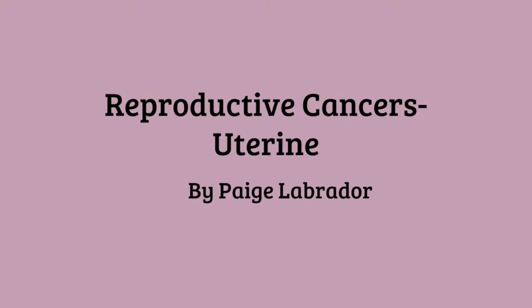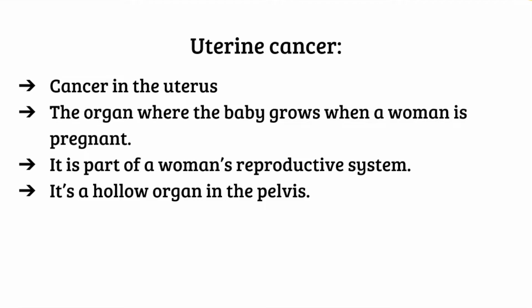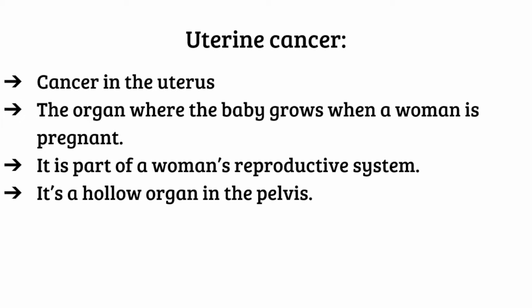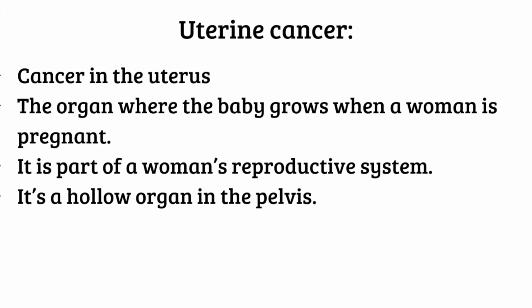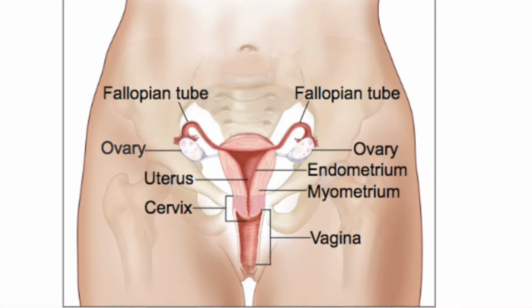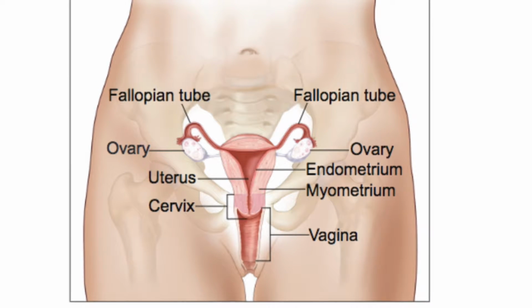Hi guys, so today I'm going to talk about uterine cancer. To start out with, uterine cancer is cancer in the uterus. It is the organ where a baby grows when a woman is pregnant. Here we see an image of a uterus.